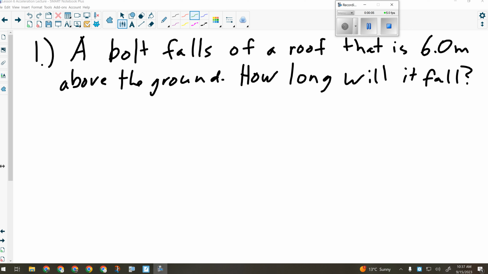Okay, so in this question, does it seem like it gives us very much information? It gives us outright just one number, okay? And it would be the displacement of the bolt. So we know that the bolt is going to fall 6 meters.